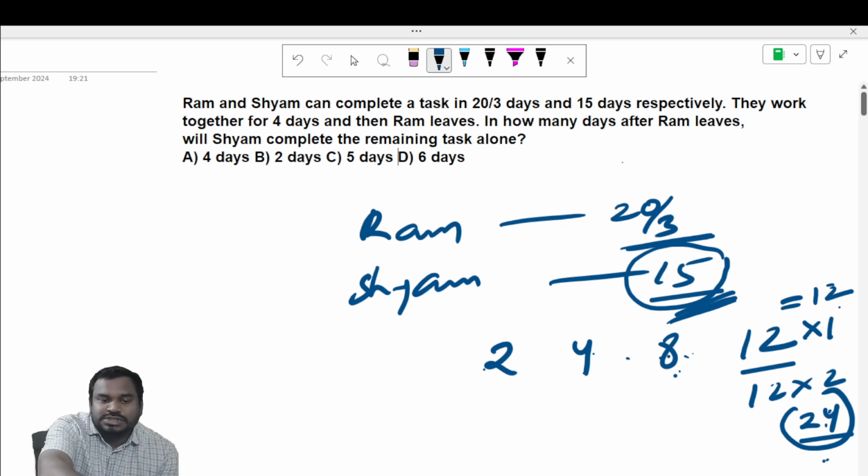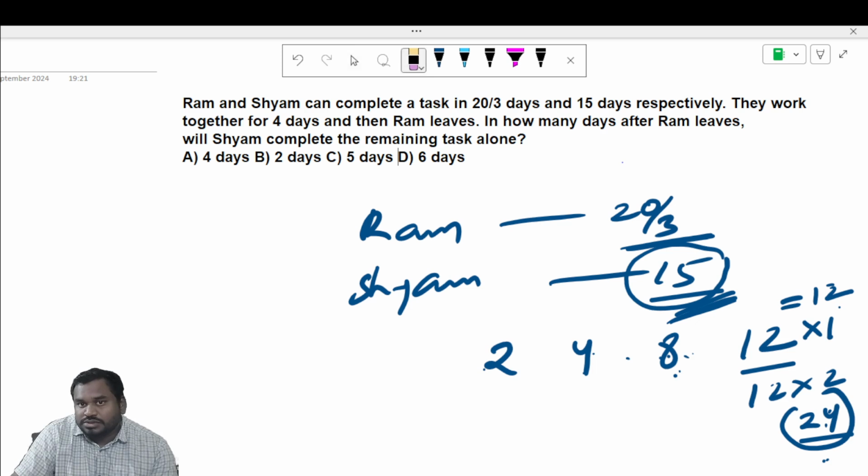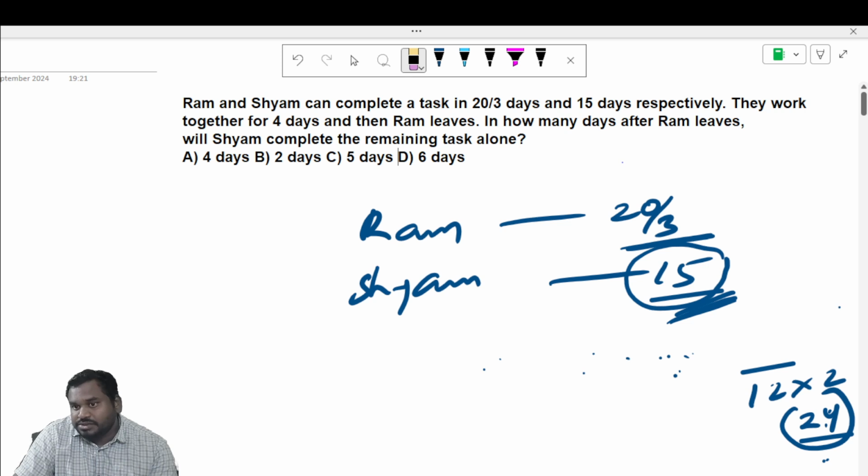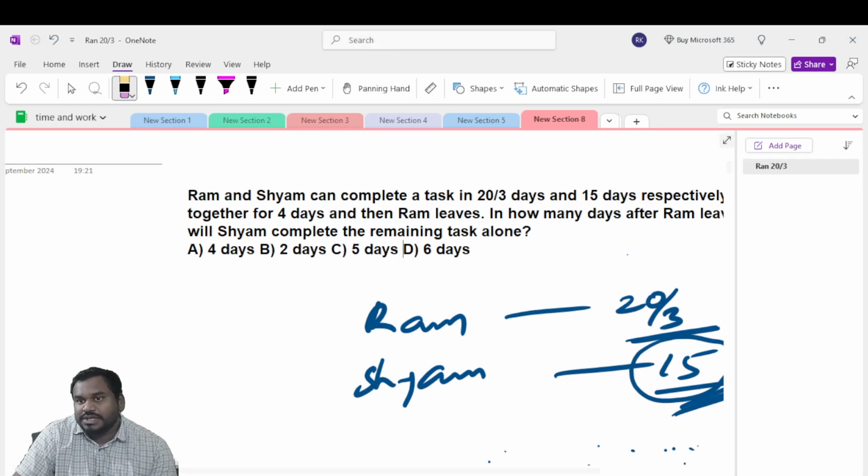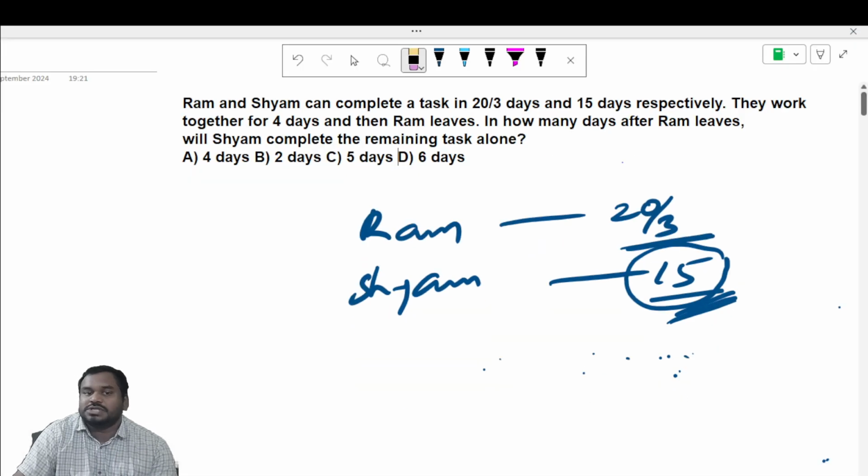I told you this before, so just for your revision I told you again. Keep this in mind. Using that method you need to find the LCM of 20 by 3 and 15. That will give you the easiest way to solve this problem.